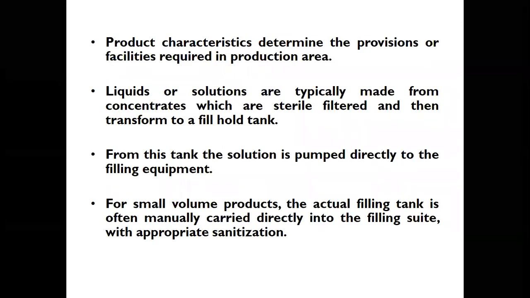Product characteristics determine the provisions or facilities required in production area. So product characteristics means whether the sterile or non-sterile dosage form and the type of dosage form, either liquid dosage form, solid dosage form, like that. So this determines the provisions and facilities which should be provided in the production area.